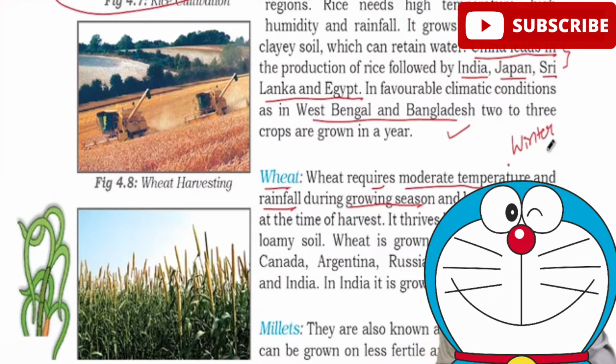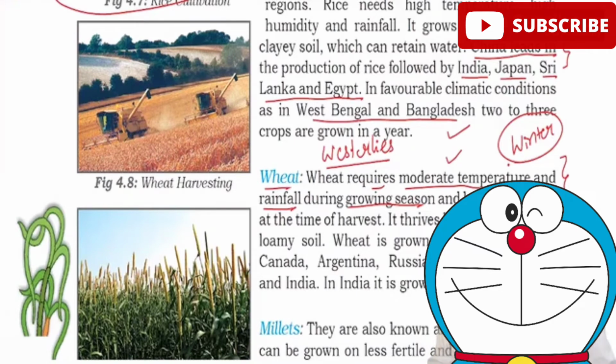The reason for this is, in winter, temperature is usually moderate, and they get rainfall from the westerlies, some winds, you don't know the term yet, which blow from the Mediterranean Sea, carry moisture and give rainfall in the winter season in India, especially in Punjab, Haryana and Rajasthan. So this region is good for growing wheat.